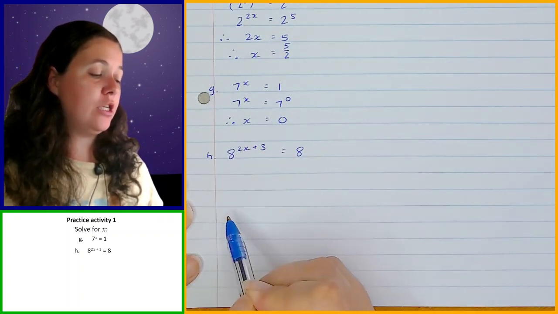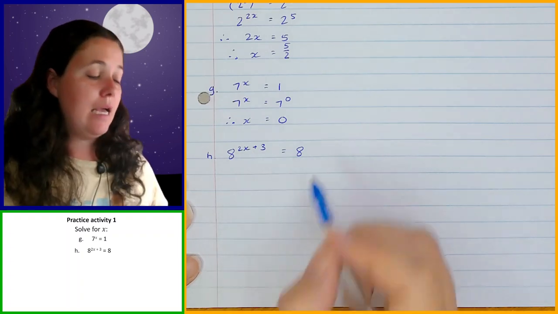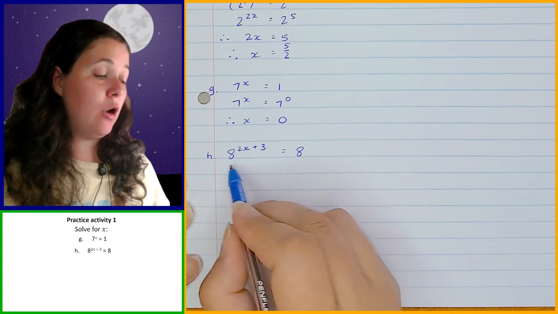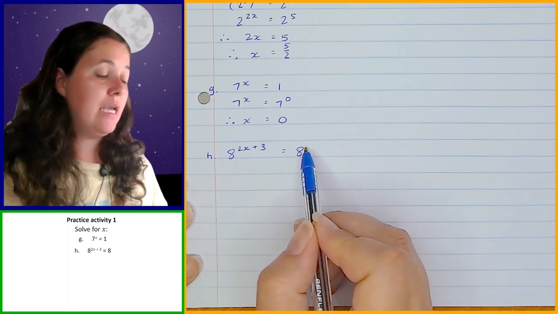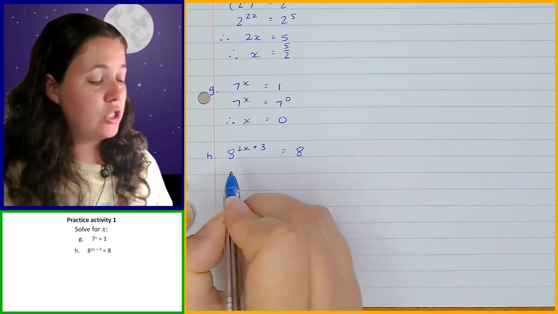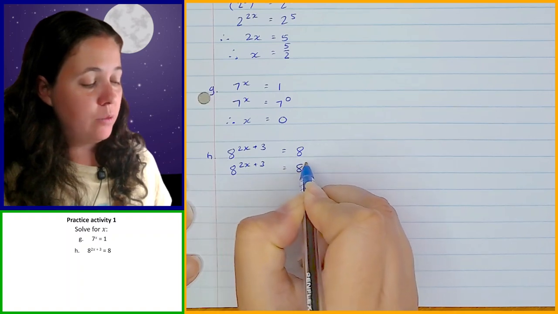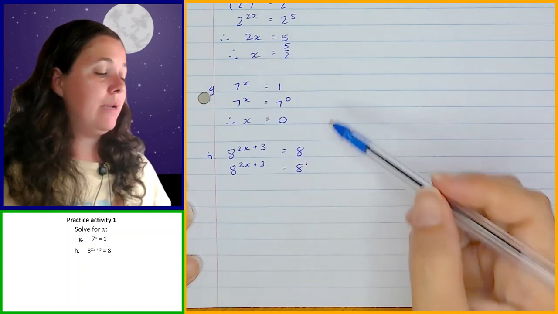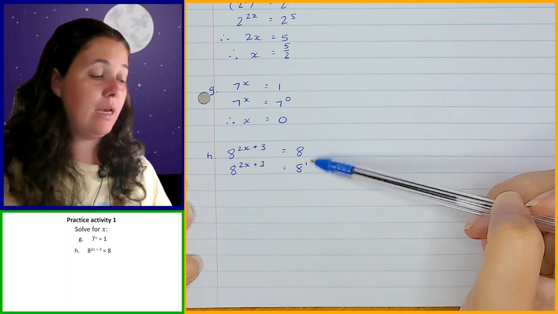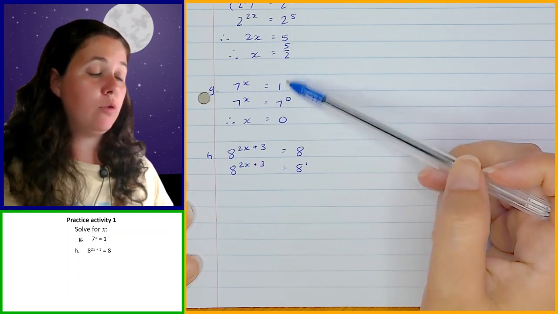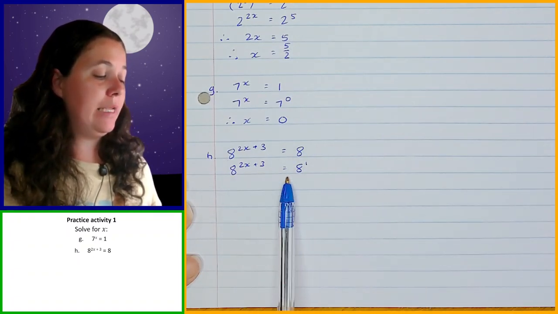Then the last question, question H, we have 8 to the power of 2x plus 3 equals 8. If the base over here is the same as that number, it means that the exponent can just be 1. So I can write this as 8 to the power of 2x plus 3 equals 8 to the power of 1. Please note that this is not to the power of 0, it is to the power of 1. If it's the power of 0, it would be equal to 1.